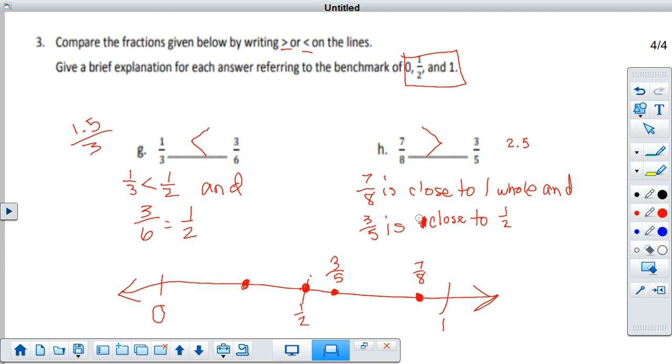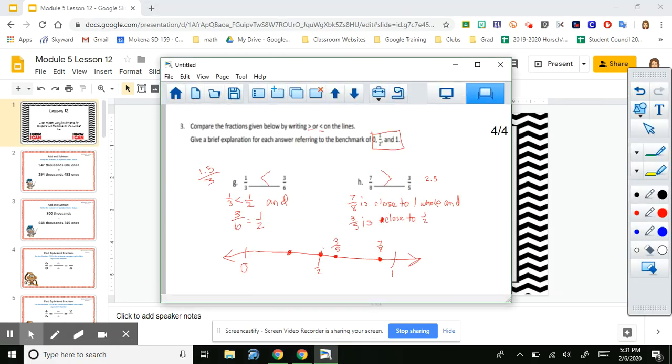So hopefully this clarifies a little bit of the information of what we did in class today. We'll be doing more fractions similar to this tomorrow, so it's not going to go away.